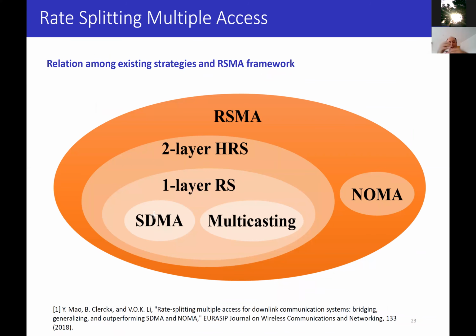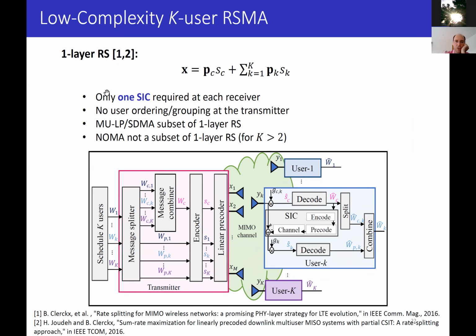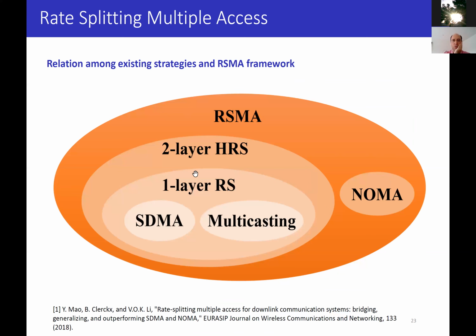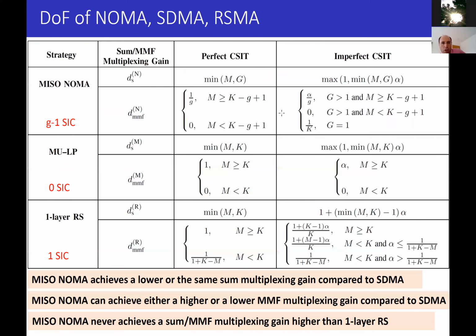And so you can build from that a more general framework that holds for general K users, and you can show that SDMA, multicasting, NOMA, and this architecture here, which we call one-layer rate splitting, are particular instances of a more general framework. With all that, we can start calculating the degrees of freedom, or multiplexing gain, that we have with NOMA, SDMA, and RSMA.